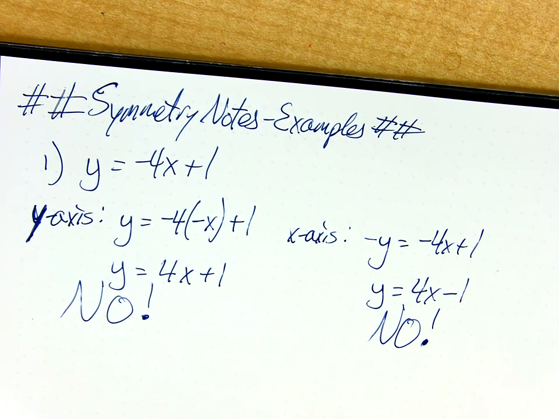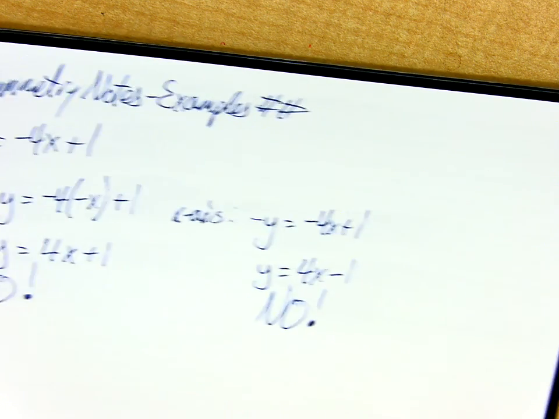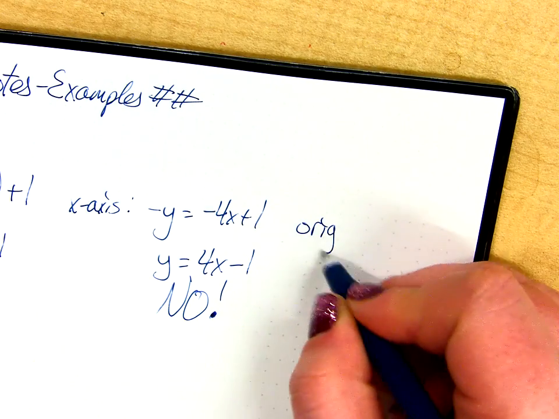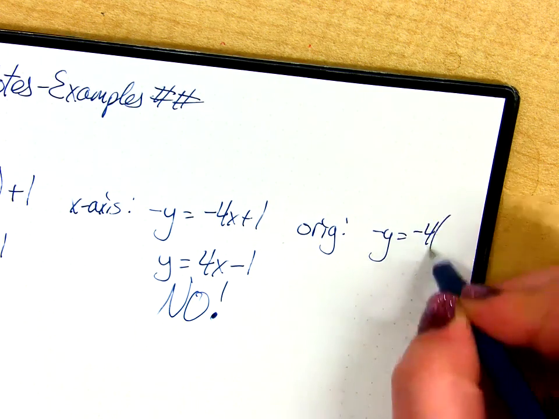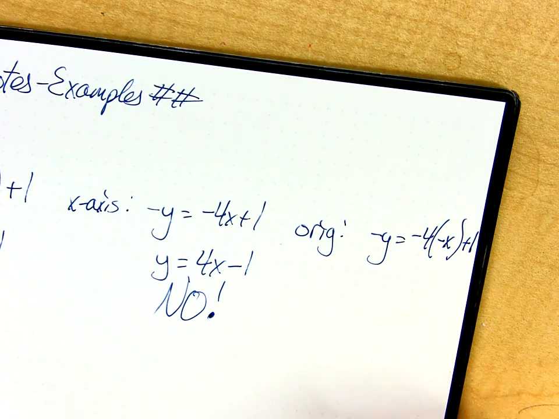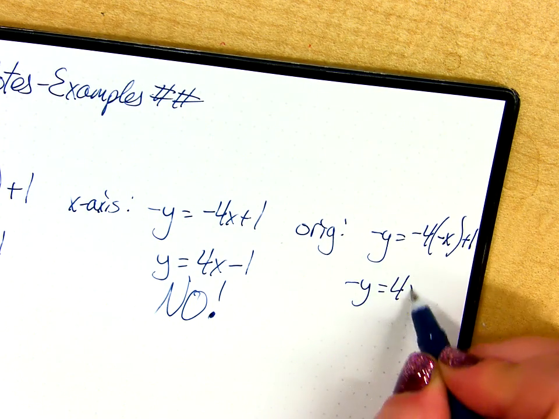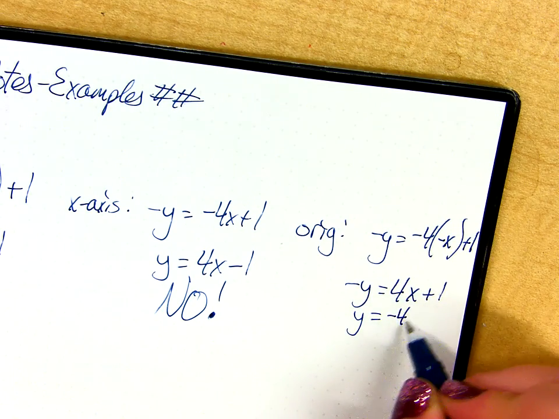And then to test over the origin, I'm going to plug in negative x and negative y. All right, so let me just slide on over here. Origin. So negative y equals negative 4 times negative x plus 1. And let's simplify and see if we can get somewhere. Negative y equals now positive 4x plus 1. Divide everything by a negative 1.